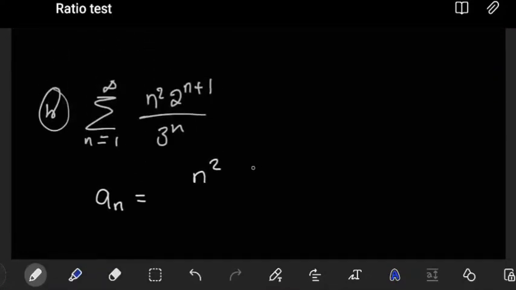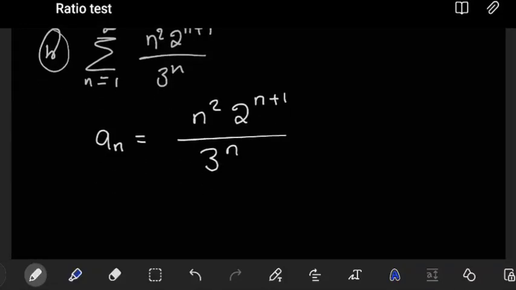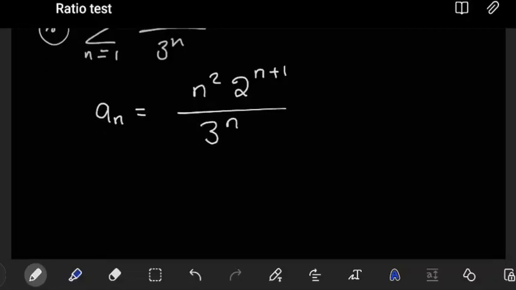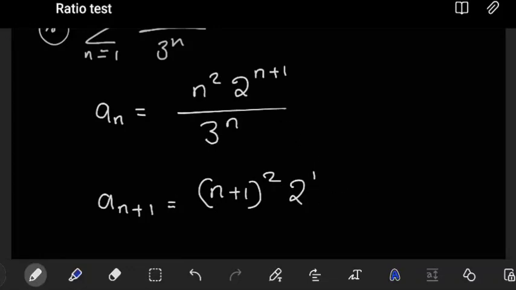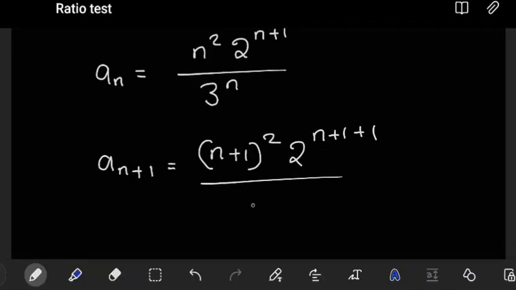Okay, so we have n squared there, then we have 2 power n plus 1, over 3 power n. So since this is our a sub n, next we get a sub n plus 1. If everywhere where we have n, we put n plus 1, this becomes n plus 1 squared, and then the second term becomes 2 power, where we have n, we'll put n plus 1. Notice that this will be n plus 1, then plus that 1 which is already there. Then this will be over 3 power n plus 1.